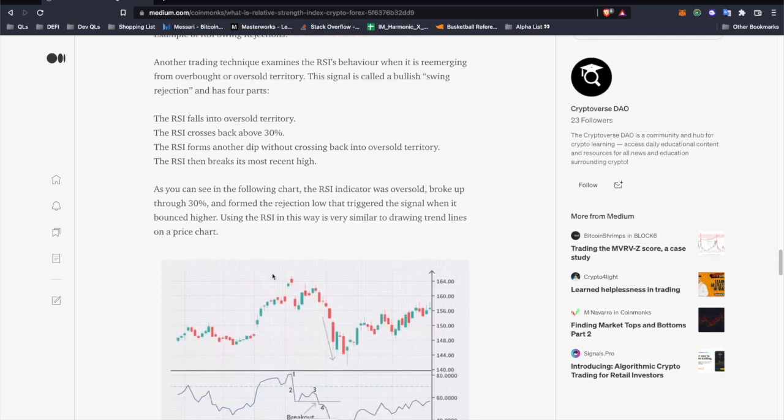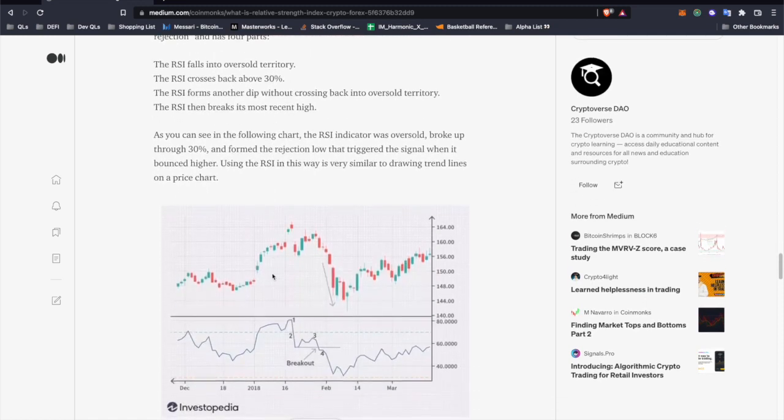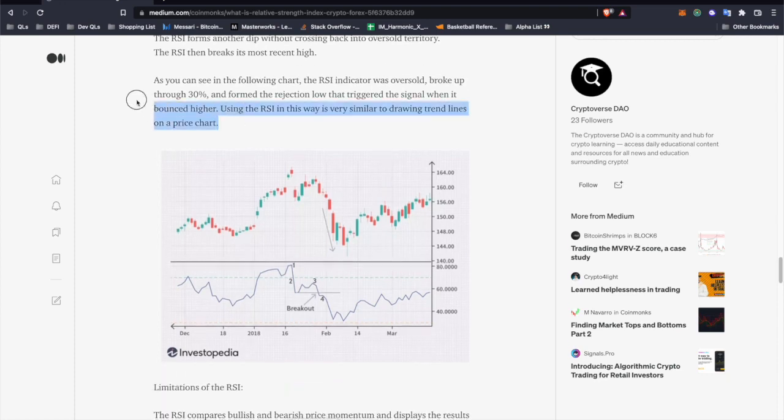As you can see in the following chart, the RSI indicator was oversold. In this chart it broke down below 70 and formed a rejection low. So it came back up and it didn't break back above in the direction it was coming from. And it swung this way and made a lower low than this one, right? So that could be interpreted as a swing rejection in this direction. Using the RSI in this way is very similar to drawing trend lines on a price chart, I suppose.